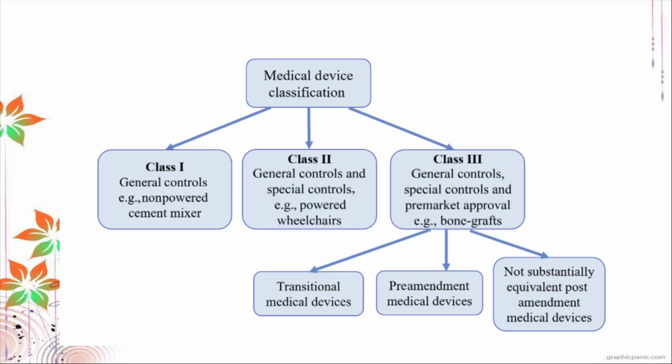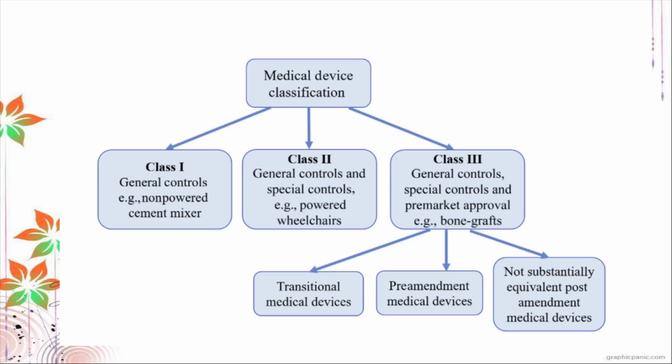For class 2, again, general controls and some special controls, and these are devices that are also powered. For example, we have a wheelchair. The normal wheelchair, where a second person is supposed to push, is under class 1. So it's a non-powered medical device. Whereas a powered wheelchair, for example an electric wheelchair where you just push a button and it goes around, is a powered medical device that falls under class 2, because the fact that you have a power supply presents some risk.